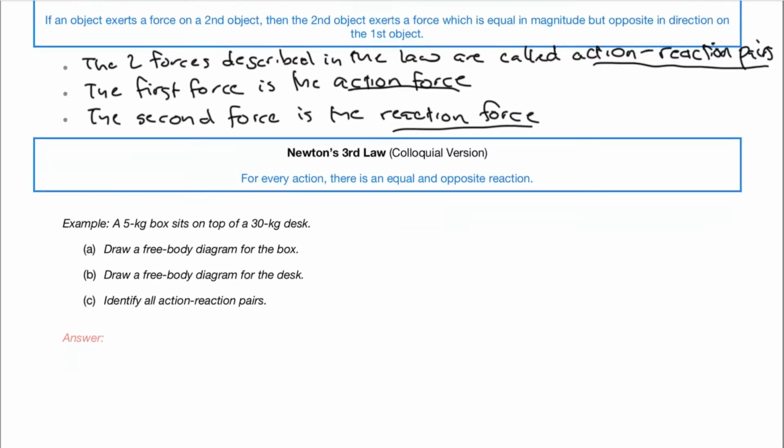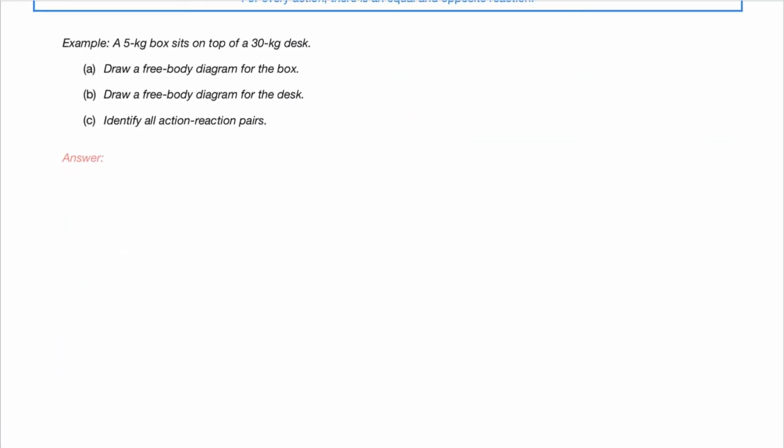Let's look at how this comes up in an example. In this example, we're asked to draw some free body diagrams and then ultimately identify the action-reaction pairs. We'll start by drawing a picture. Here's the ground with the table sitting on top of it, and then my box sitting on the table. Nothing fancy, but at least it illustrates the relevant pieces of information. In part A, I'm asked to draw a free body diagram for the box, and then in part B, I'll be asked to draw a free body diagram for the desk.